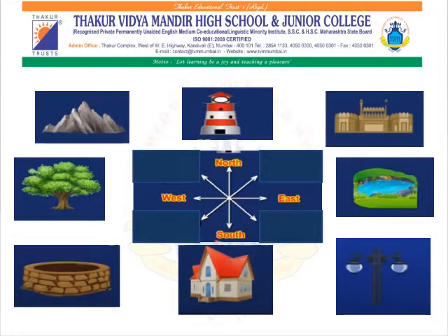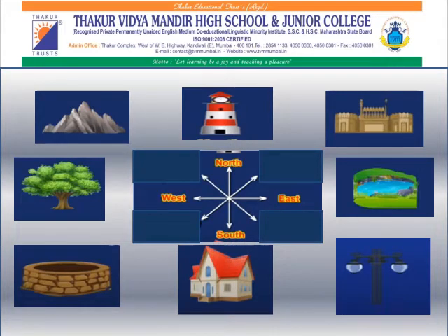Students, with the help of the pictures given, let us find out the subdirections of the pictures. Now, the main directions are given, and with the help of the main directions, we will find out the subdirections of the places or the things given in the picture. We will start with a picture of a mountain. The mountain lies between the two main directions, that is north and west. So, the subdirection will be north-west.